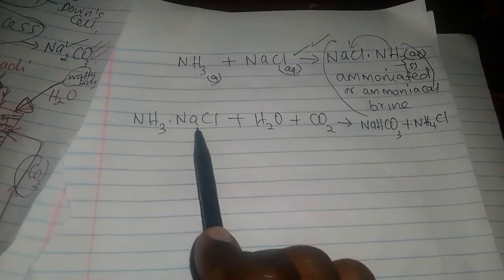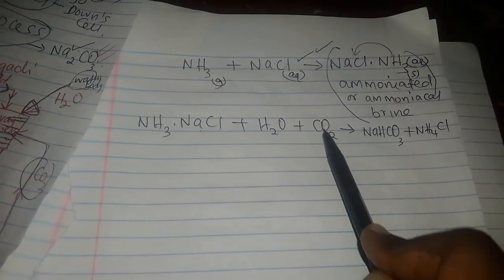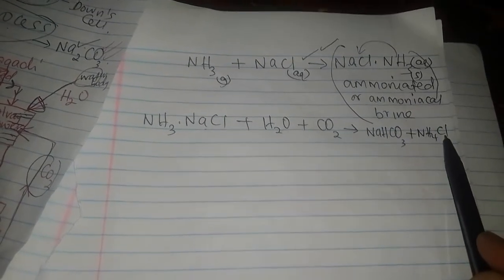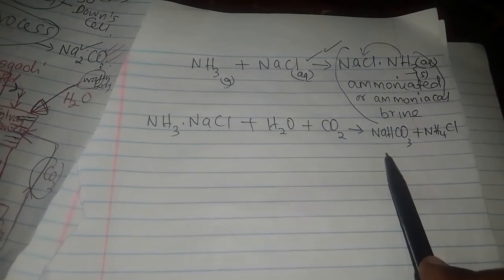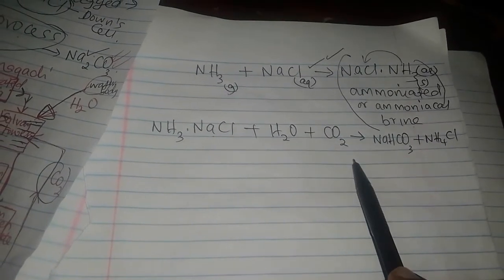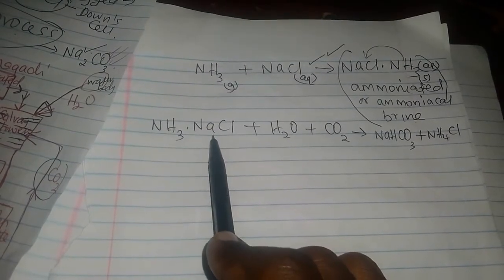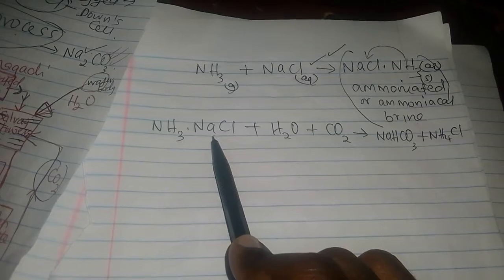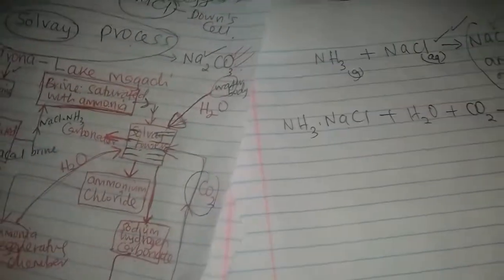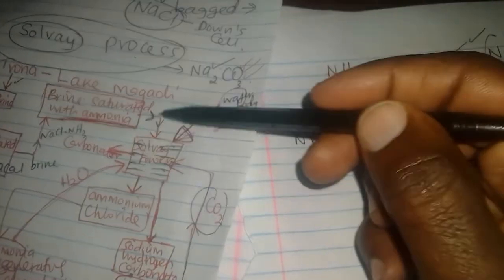So ammoniated brine is combined with water, and combined again with carbon dioxide to form sodium hydrogen carbonate and ammonium chloride. This process takes place in the Solvay tower or carbonator. In this case, the ammoniated brine consists of ammonia and sodium chloride or rock salt, and water gets added. I've told you water can be obtained from a water body. Then the ammoniated brine comes from this other end.